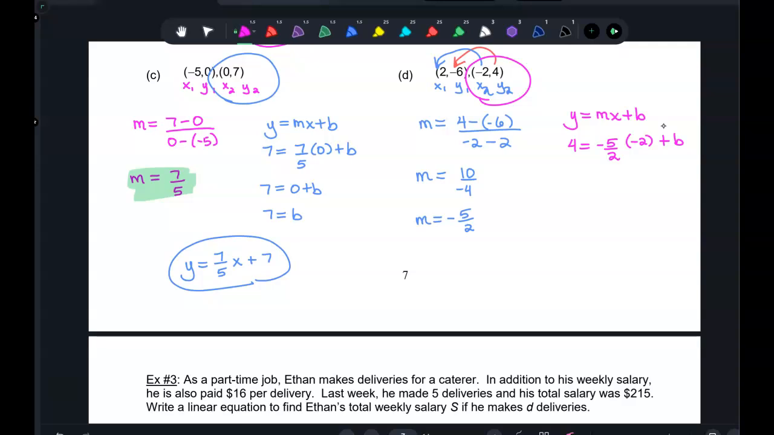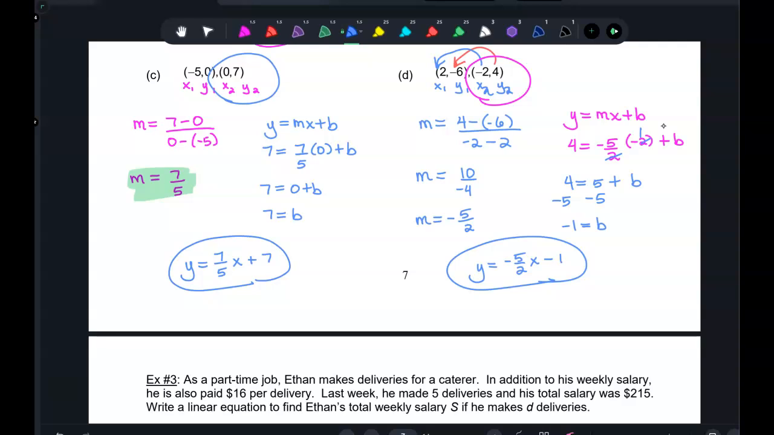I just got 5. Okay, what happens here? The 2 goes, so this would really be a negative 1. So 4 equals 5 plus b. So b equals negative 1. And then y equals negative 5 over 2x minus 1.